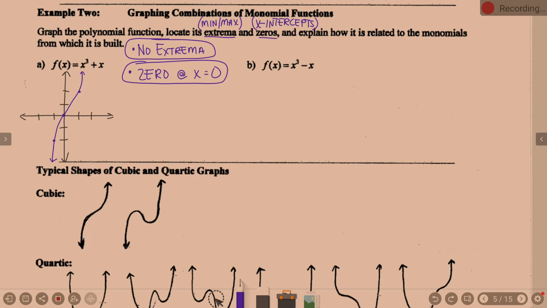Now, we had one other thing we had to do, yes? And this is explain how it's related to the monomials from which it's built. So what were the two pieces of the equation here? There's an x cubed and an x. Can you explain how this looks like x cubed? Is that the obvious piece? It pretty much almost looks identical to an x cubed graph, right? It has the general shape of an x cubed graph.